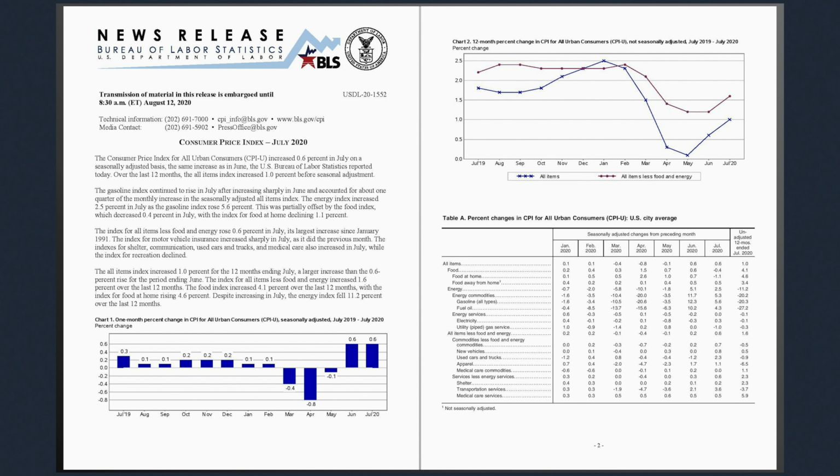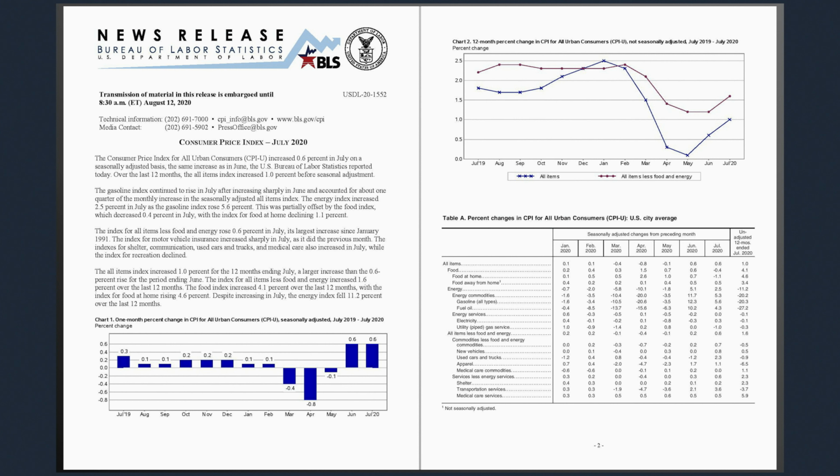declining 1.1%. The index for all items less food and energy rose 0.6% in July, its largest increase since January 1991. The index for motor vehicle insurance increased sharply in July, as it did the previous month. The indexes for shelter, communication, used cars and trucks, and medical care also increased in July, while the index for recreation declined. The All Items Index increased 1.0% for the 12 months ending July, a larger increase than the 0.6% rise for the period ending June.